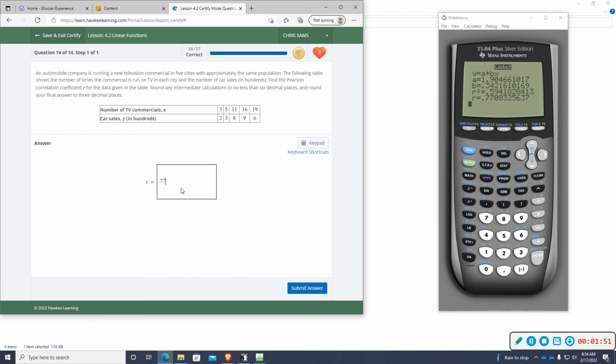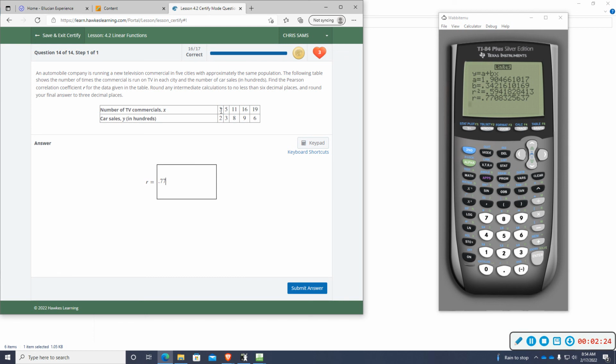So let me just give you a little bit of what this means. So you have a scatter plot, number of TV commercials X, and then number of car sales. So usually we do this, we want to try to predict data. This particular company has 3 commercials, they sold 2 cars. This one had 5 commercials, sold 3. 11 sold 8. 16 sold 9. 19 sold 6. So you notice somewhat of a pattern.